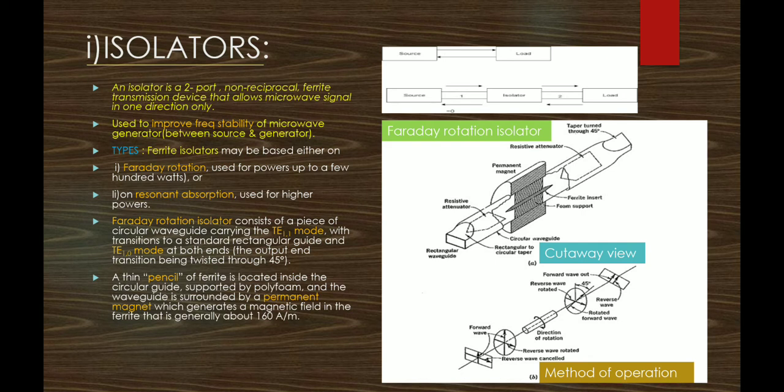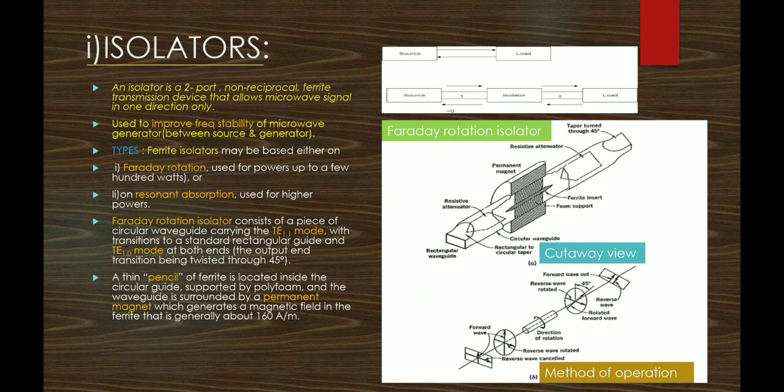What is an isolator, where it is used, and how does it provide isolation? An isolator is a two-port non-reciprocal ferrite transmission device that allows microwave signal in one direction only. So there is unidirectional flow of energy; in the other direction, it is absorbed totally. It is used to improve the frequency stability of a microwave generator, so it is placed between the microwave generator and the load. The top figure shows that block diagram.